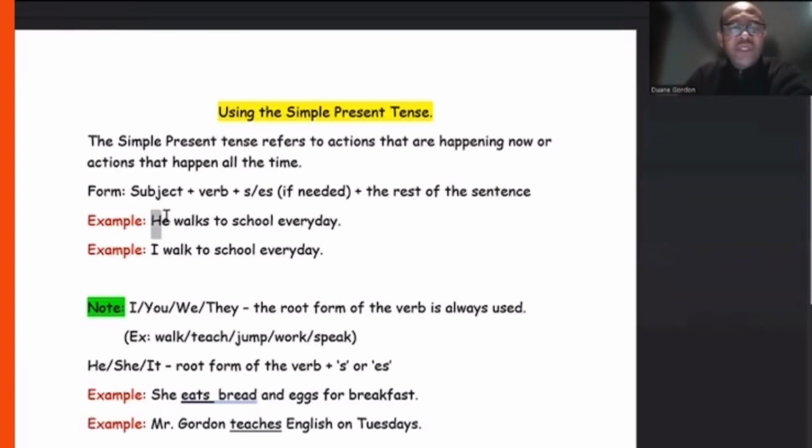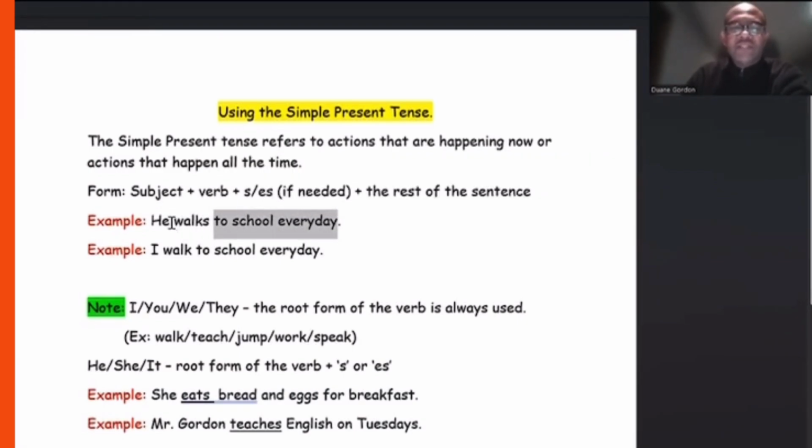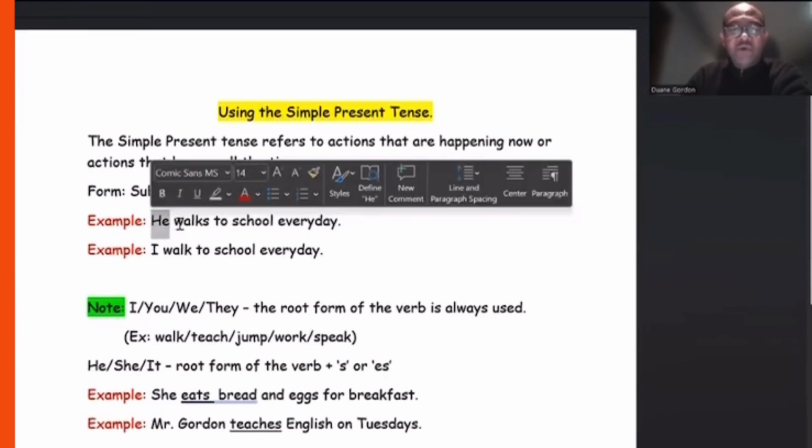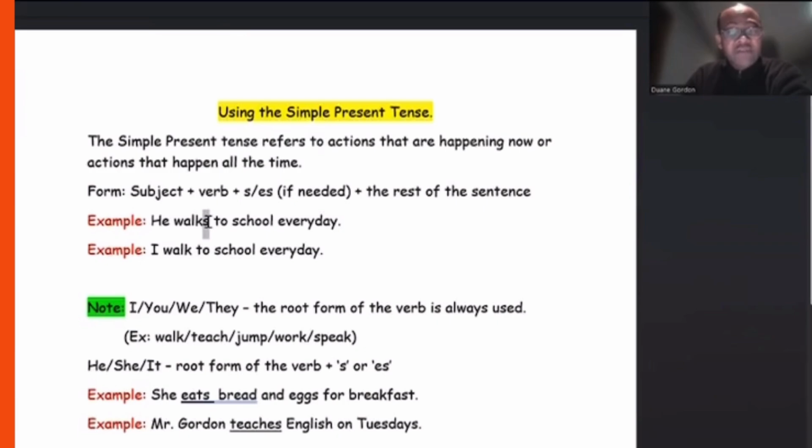Notice, subject, walks, and then the rest of the sentence. Subject, verb, plus the s in this case, and then the rest of the sentence, which says to school every day.